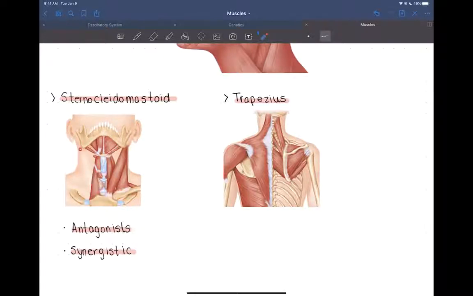So if both the left and the right sternocleidomastoid contract together, that would cause flexion of your neck, moving your chin downwards towards your chest. That's if they both contract. If only one contracts, maybe this one only, that actually is going to rotate your head slightly. It rotates towards the opposite side of where the muscle is. So this muscle, if it contracts, would rotate the head this way. So sternocleidomastoid: neck flexion if they both contract, rotation if only one contracts.